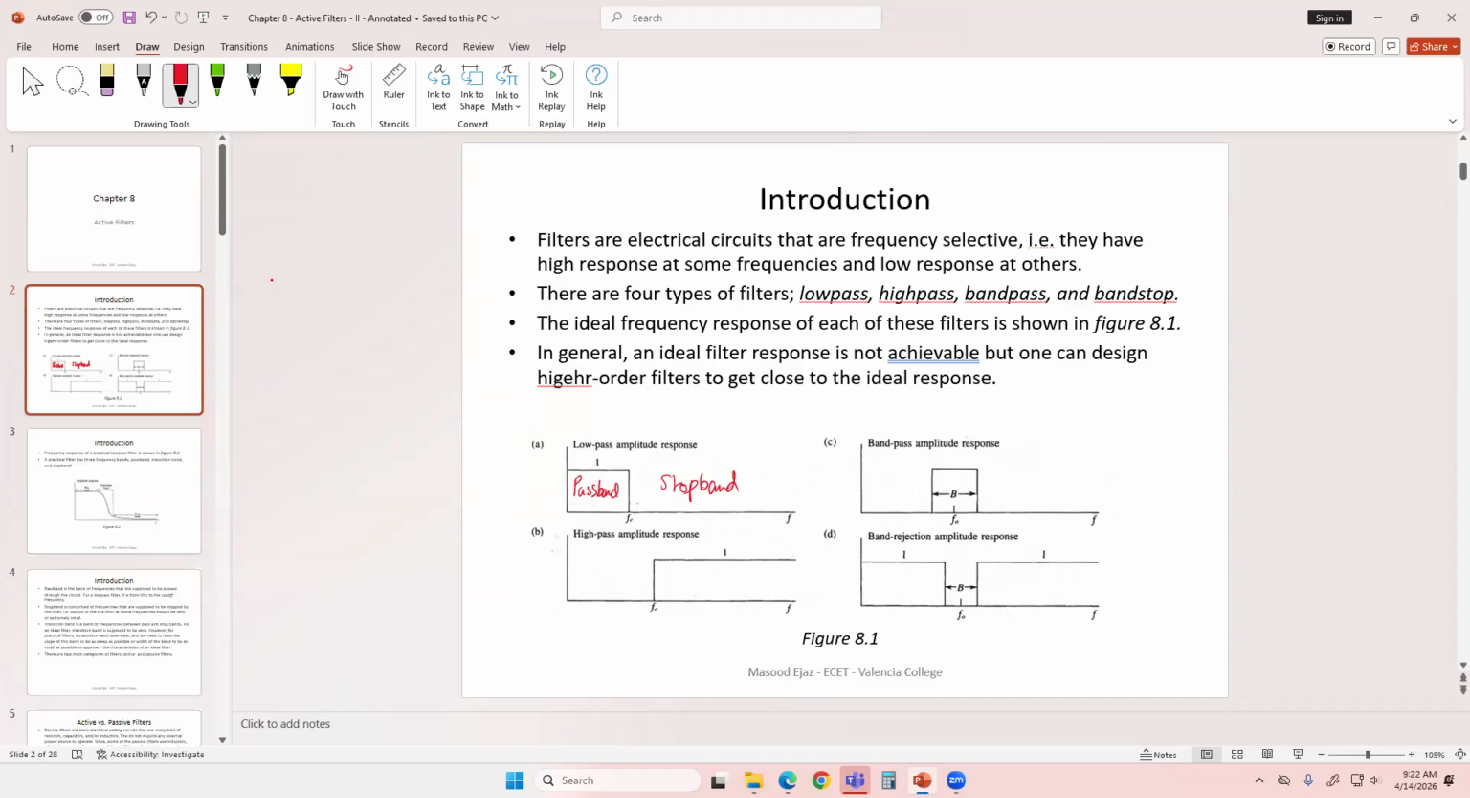FC represents the cutoff frequency. That is the frequency at which everything is going to be cut off. So after that, there's going to be nothing. And before that, there's going to be everything.